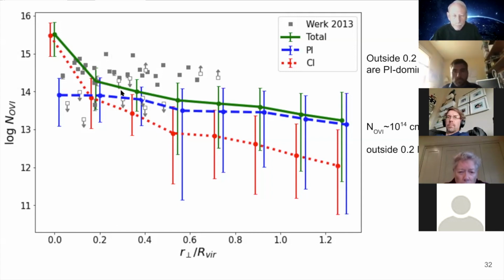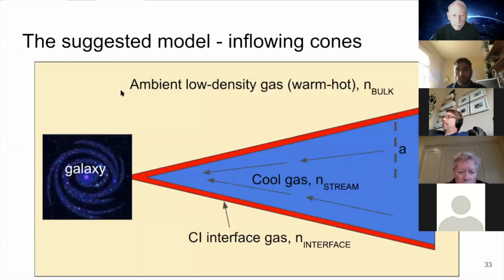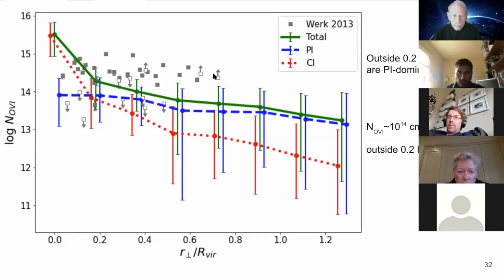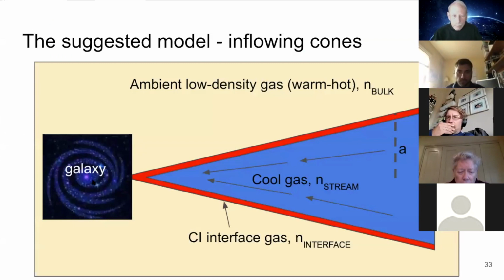Okay, so this suggests to us this model, basically. So here's some definitions. Where we have a galaxy, we have this ambient low density gas over here, which has some characteristic density. We have an interface layer with its own density. We have cool inflowing gas in the stream, and that has a size A. So this is the radius of this cone, basically, and an interface layer with thickness delta.